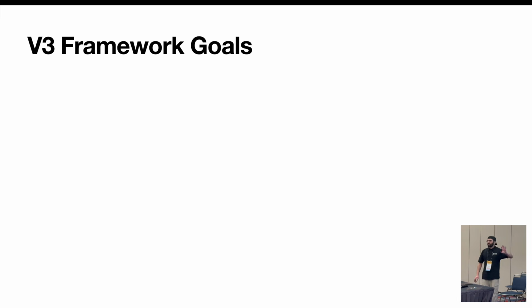So with that framework in place, let's talk about what the goals of v3 are. Number one is smoothing the on-ramp.